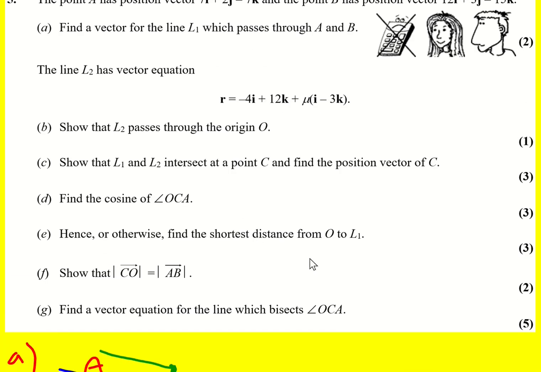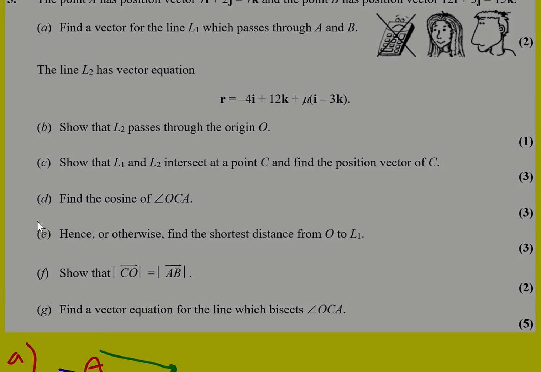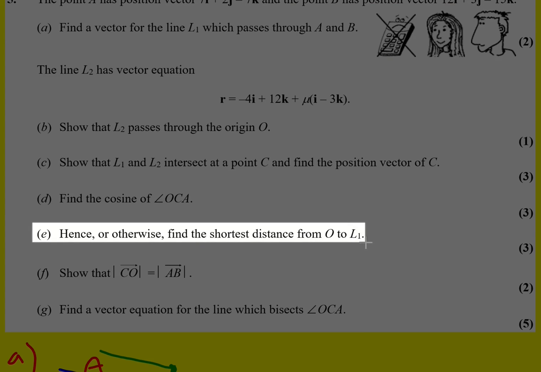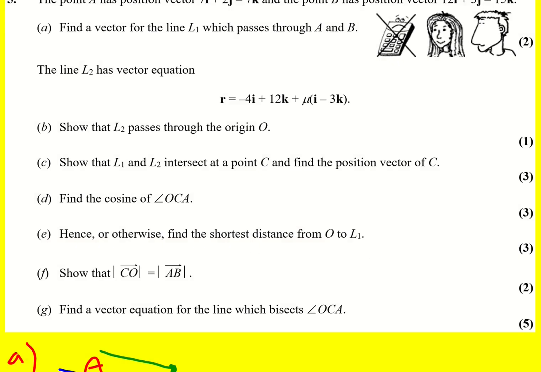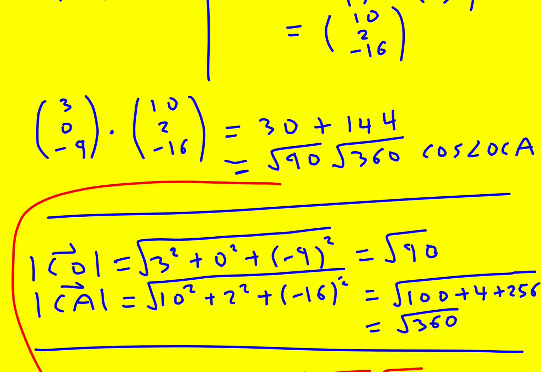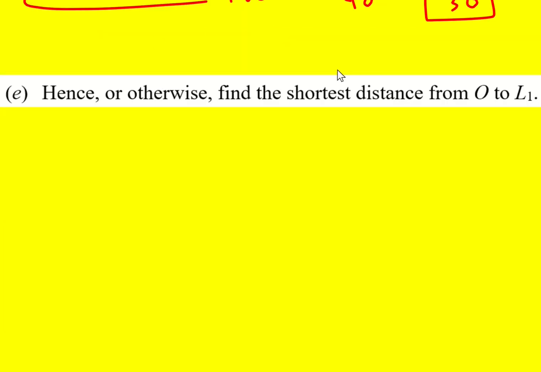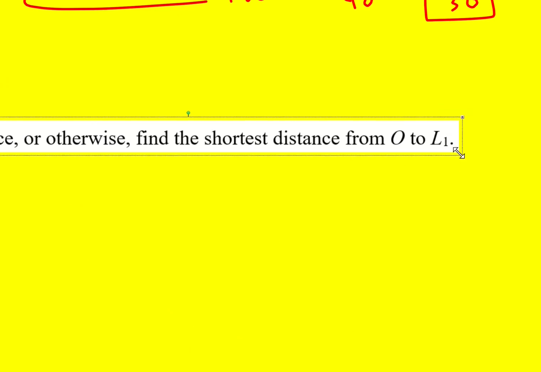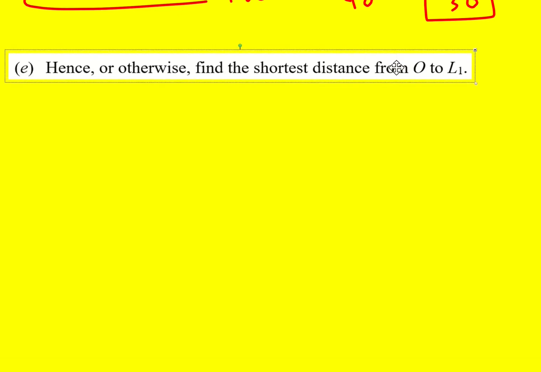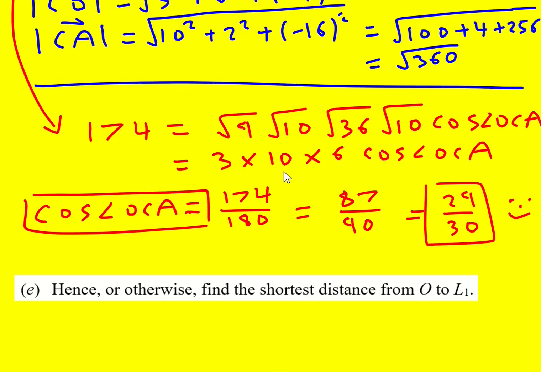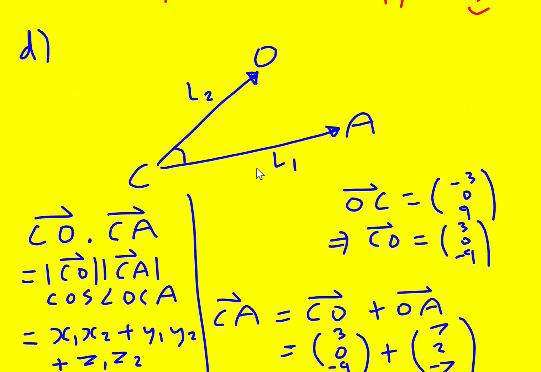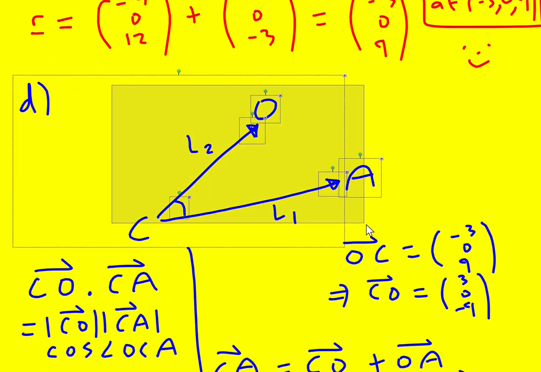Okay, part E, we're getting there. Hence or otherwise, find the shortest distance from O to L1. The hence is a big clue. So let's just look at the diagram we had before. That was all the way up here, might actually borrow that.